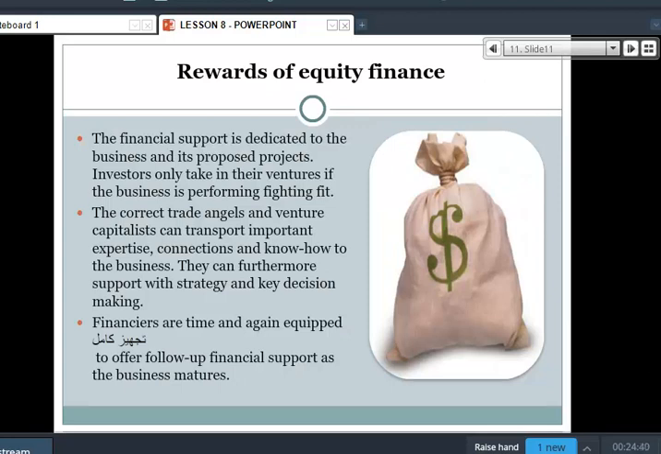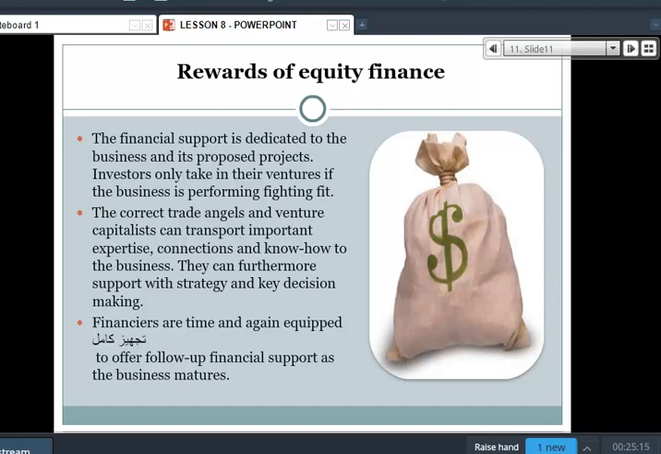Rewards of the equity finance. The financial support is dedicated to the business and its proposed projects. The investors here only take part in their ventures if the business is performing fighting fit. So here the supporters of a particular business come and help if the project itself is fighting fit.